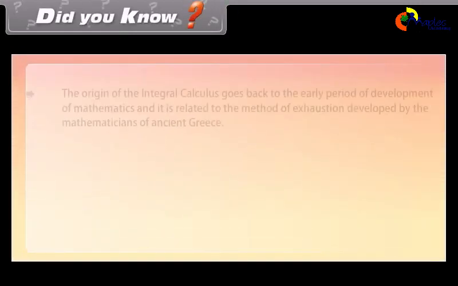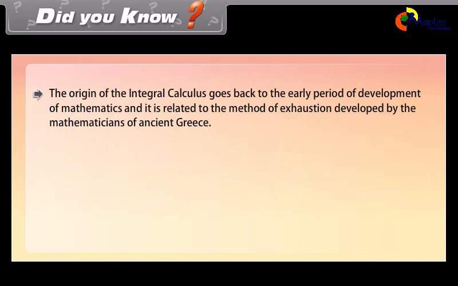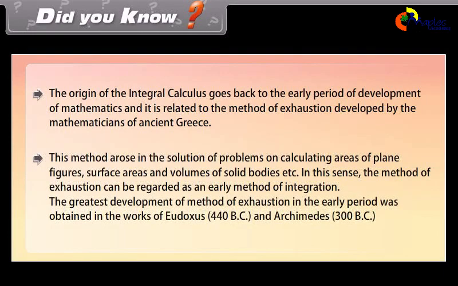Did you know? The origin of the integral calculus goes back to the early period of development of mathematics, and it is related to the method of exhaustion developed by the mathematicians of ancient Greece. This method arose in the solution of problems on calculating areas of plane figures, surface areas, and volumes of solid bodies, etc. In this sense, the method of exhaustion can be regarded as an early method of integration. The greatest development of method of exhaustion in early period was obtained in the works of Eudoxus, 440 BC, and Archimedes, 300 BC.